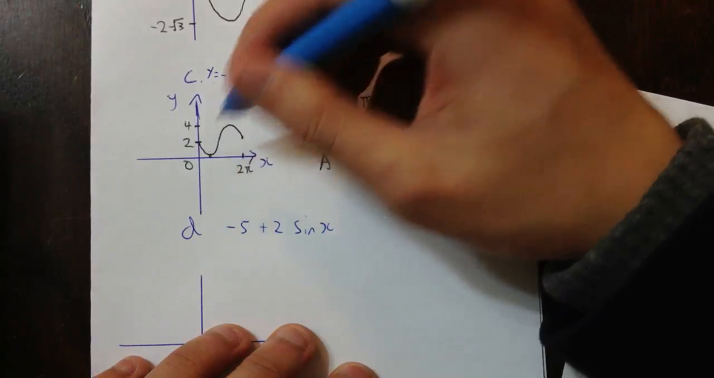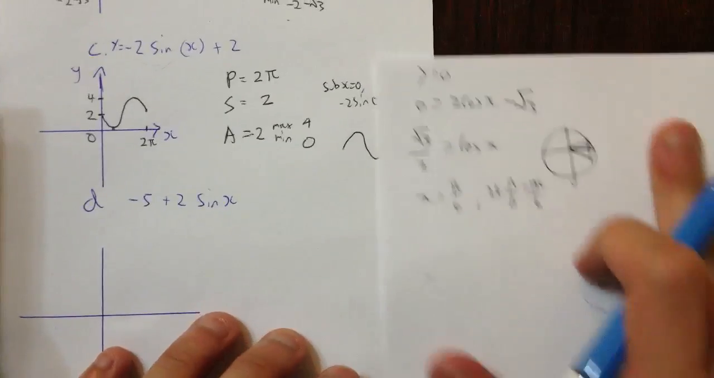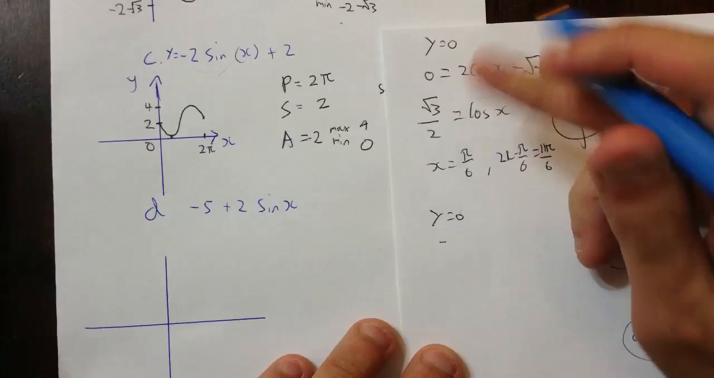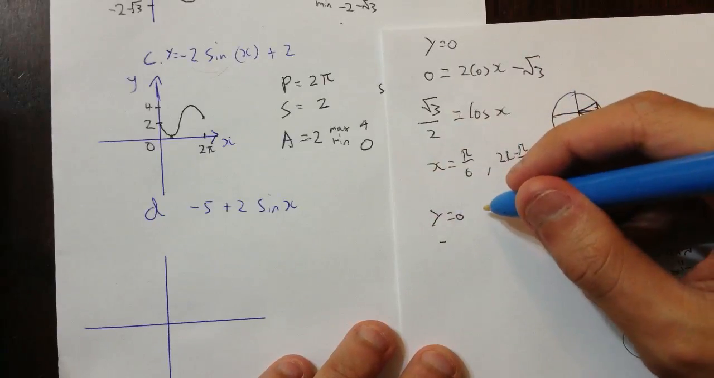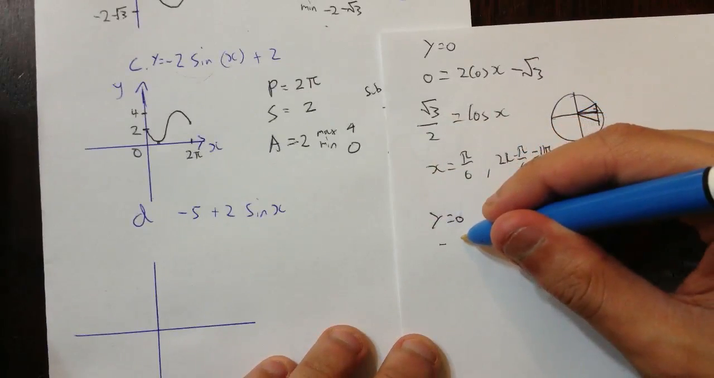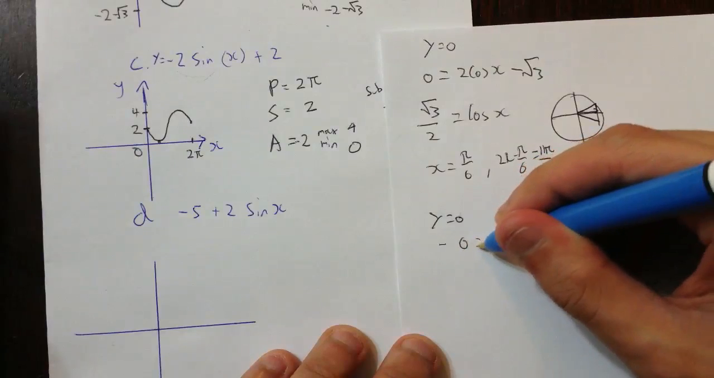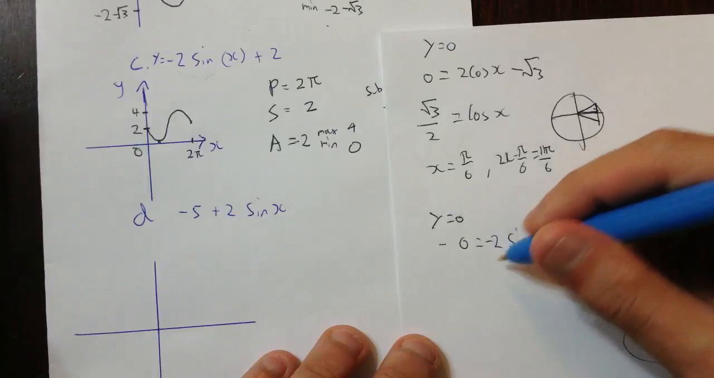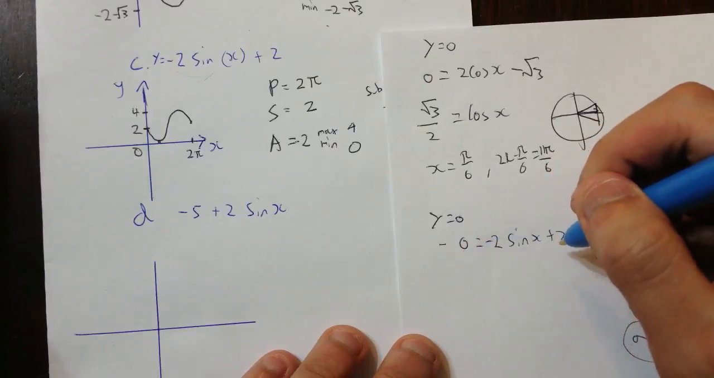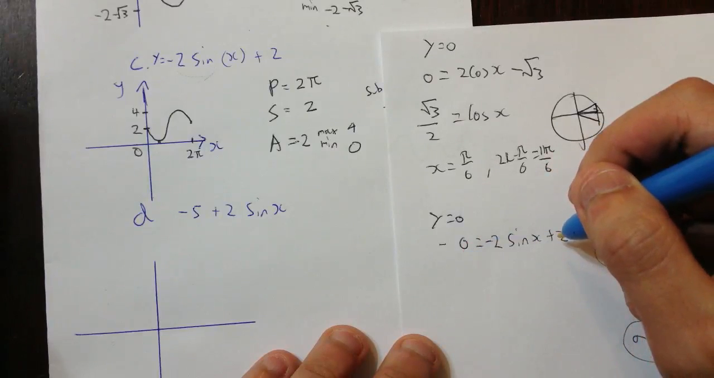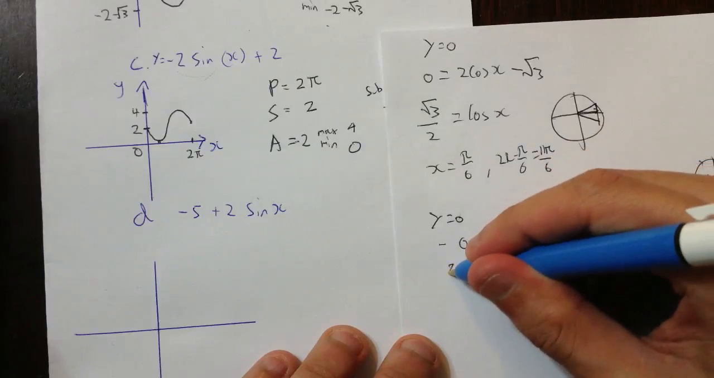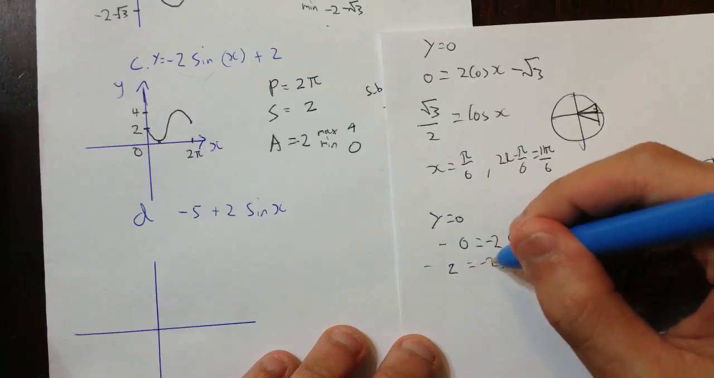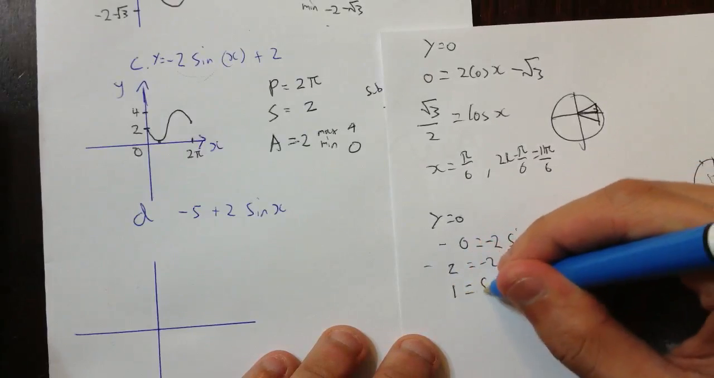If you wanted to, you could have found the intercept first, so I'll show you how to find the intercept. So y equals 0 again. That means we get 0 equals minus 2 sine x plus 2. So we bring that over, and we get 2 minus 2 equals minus 2 sine x. Therefore, we divide by minus 2, 1 equals sine x.